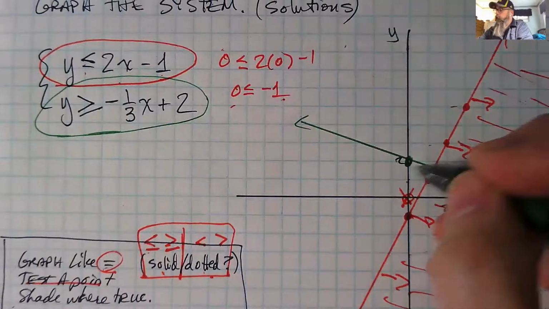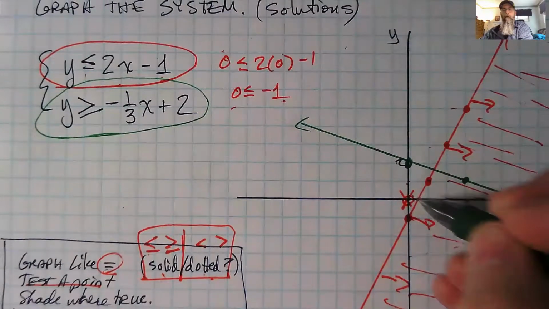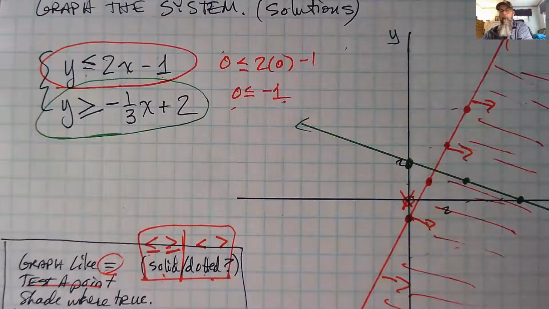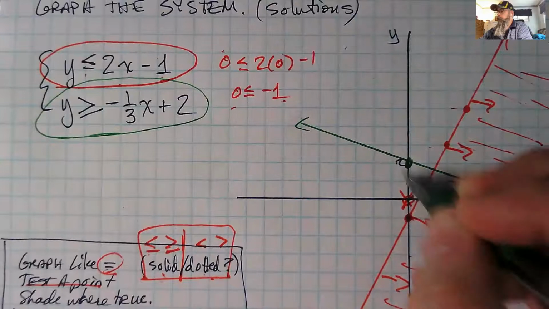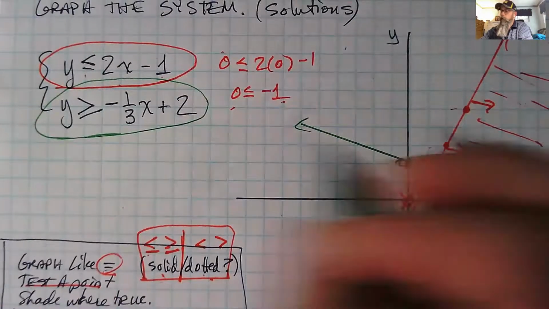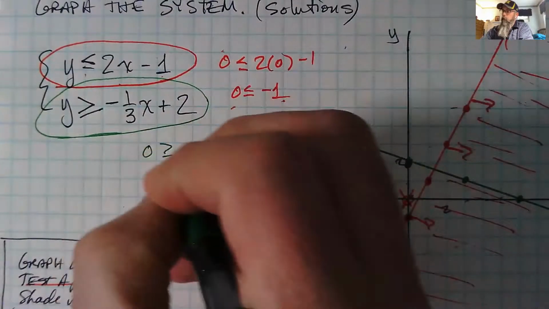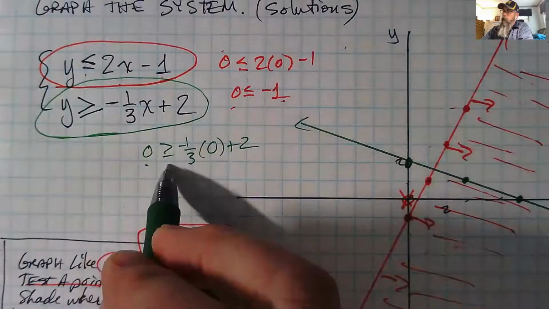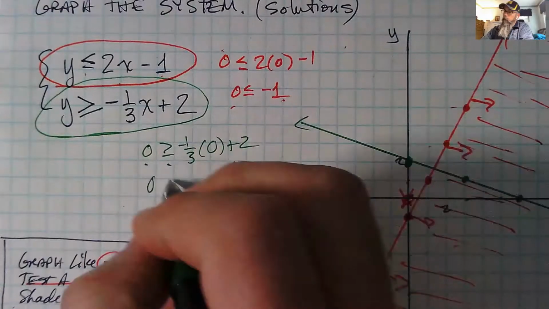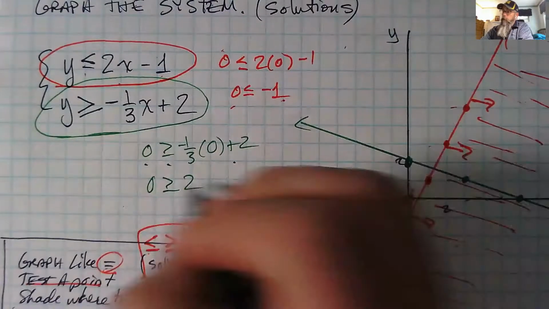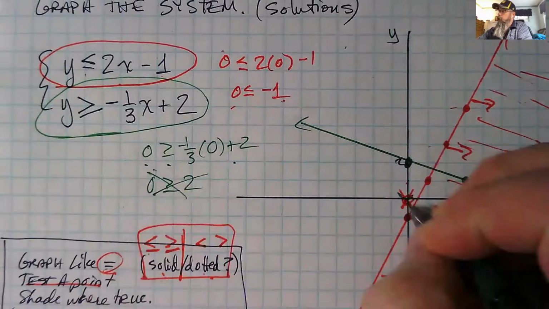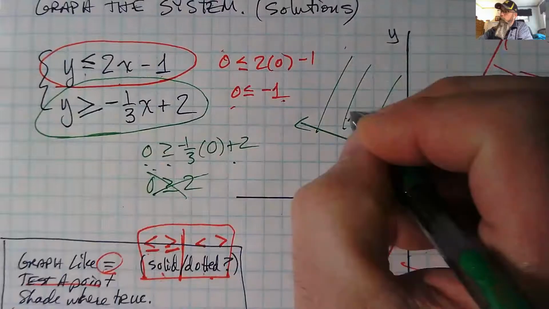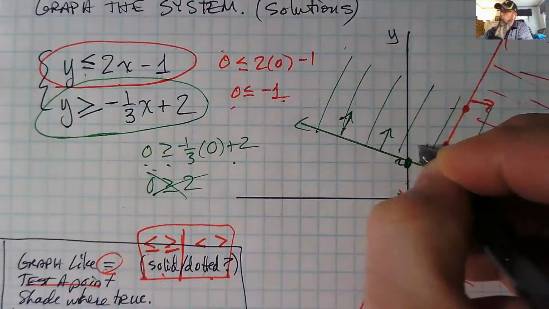Okay, and then I need to decide where to shade. So again, 0, 0 is not on this line. Now understand, if 0, 0 is on the line that we're working with, then we have to pick a different point, just something that's obviously not on the line. So 0, 0 is not on this green line. So I'm going to put in 0, 0 again. 0 greater than or equal to negative 1/3 times 0 plus 2 is 0 greater than or equal to 2. Well, that's interesting. It's not. So I'm not going to shade there either. I'm going to shade up here. And again, if you'd rather just write some arrows here, that's fine.